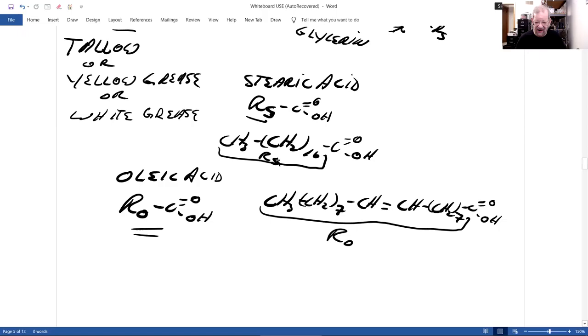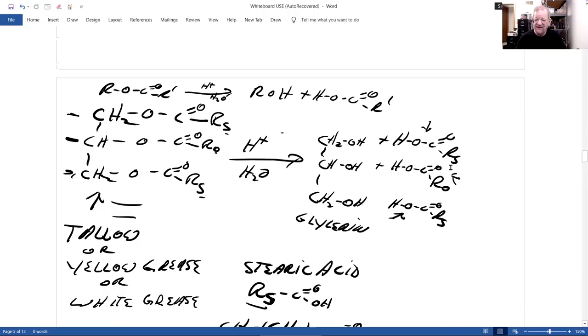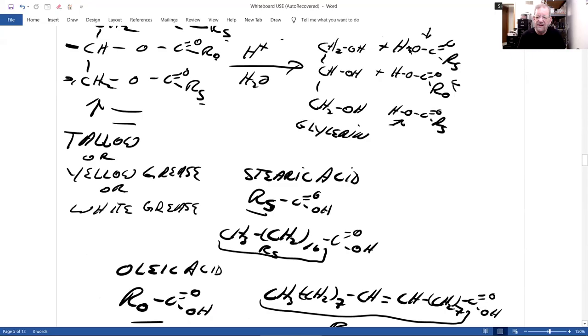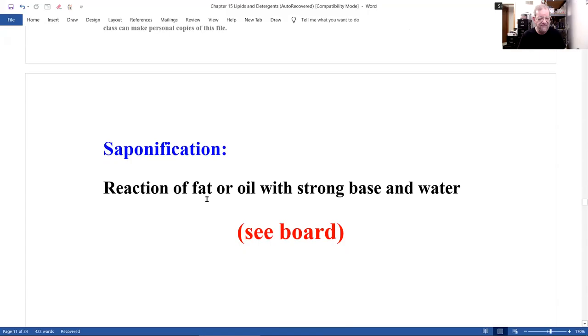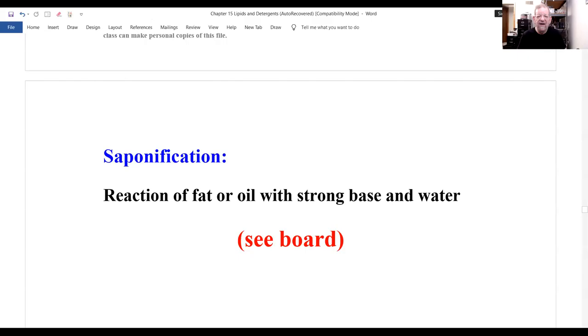Organic chemists are lazy. So R sub O has a double bond in it. It's unsaturated. R sub S, which stands for steryl group, has a saturated chain of those carbons. And that's why I used it here. And it's the shorthand we use. And it comes from this. And those are what's in the fat that we split. Now, I taught you about this. And you know something?